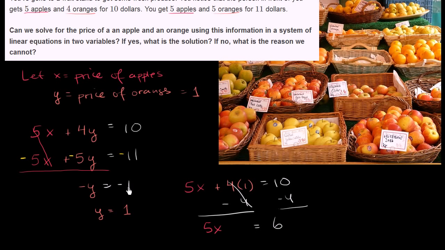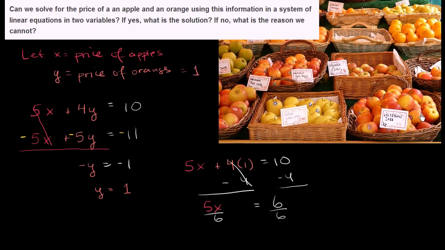And we can just divide both sides by 5 in order to solve for x. My brain isn't working, it's late in the day. Dividing by 6 wouldn't have done anything. We would have gotten 6x. We just want to get an x here. So dividing both sides by 5, we get x is equal to 6/5 dollars.